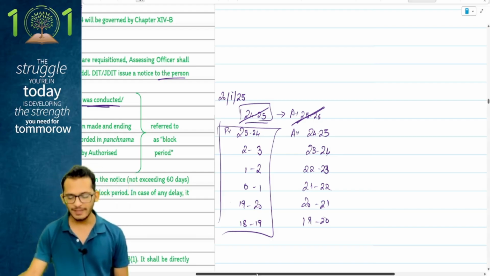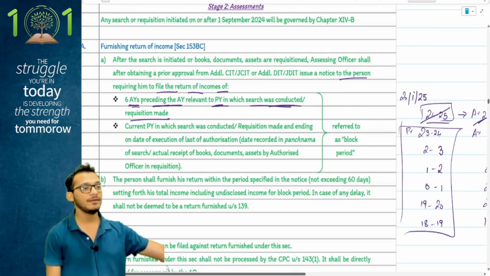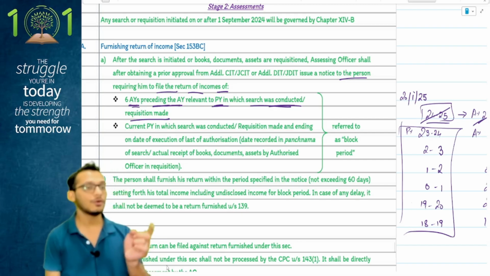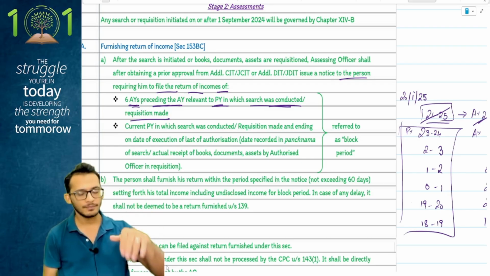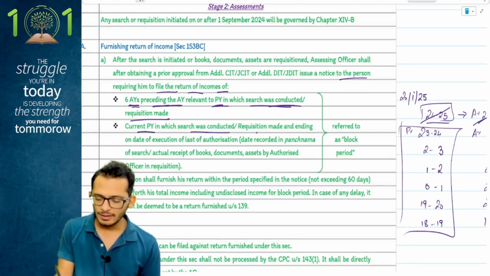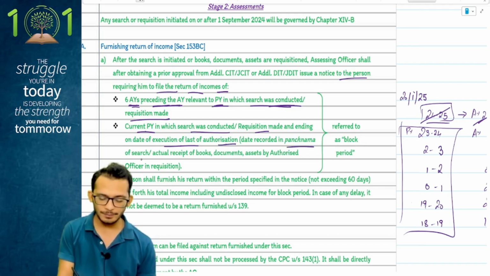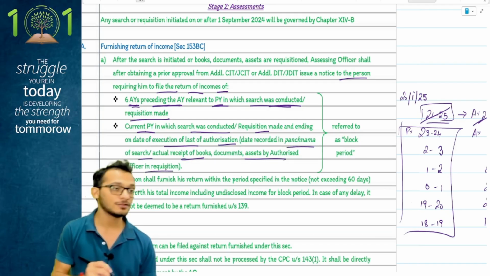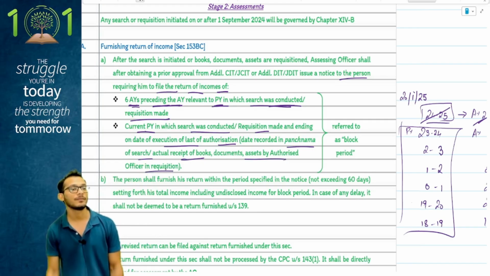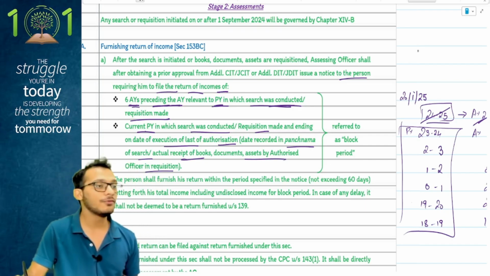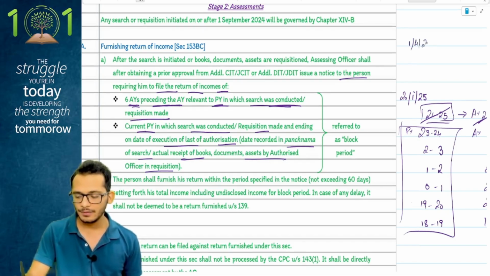Agreed? Agreed. Yes. So the first thing I'm coming and saying is I'll ask you to file a return for the previous year, for the preceding previous 6 years. But I will also ask you to file return for the current year in which search was concluded, requisition was made, and ending on the date of execution of the last of authorization, that is the date recorded in Panchnama of the search, actual receipts of books, assets by the authorized officer. Meaning, people, now when I'm asking you to file return, I'll not only ask you to file return for the last 6 PYs. I'll also ask you to file return for the current PY only for the period 1st April 24 to 20 January 25.